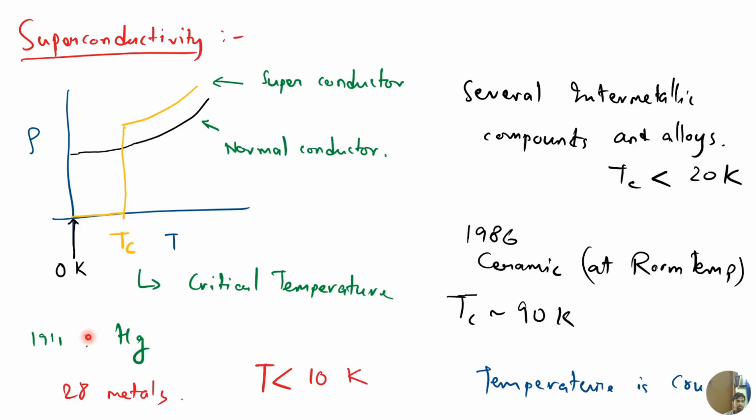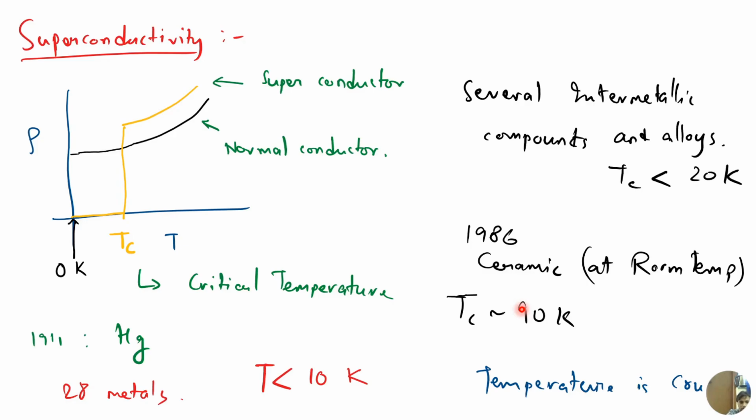It was first discovered in 1911 in mercury, and there are 28 elemental metals which have a critical temperature of less than 10 Kelvin. Several intermetallic compounds and alloys have been found with a critical temperature of less than 20 Kelvin. And in 1986, even materials which are ceramics at room temperature were found to behave in a superconducting way, with a critical temperature of around 90 Kelvin.